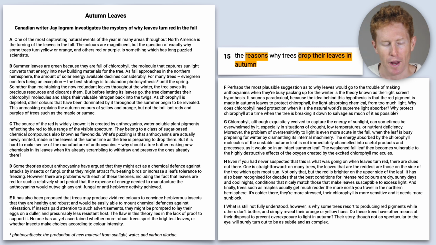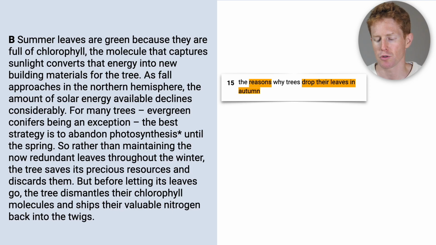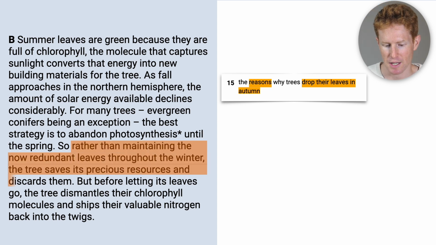Okay, when I scan the text, I find this. Discards them, but before letting its leaves go. So the idea is it's letting the leaves go, it's dropping the leaves. Let's read this paragraph in more detail to choose whether this is the correct paragraph. Pause the video and try it yourself. Okay, I think the answer is here. So rather than maintaining the now redundant leaves throughout the winter, the tree saves its precious resources and discards them.